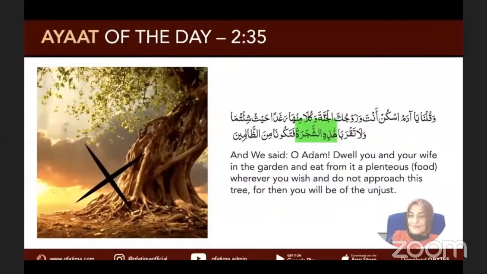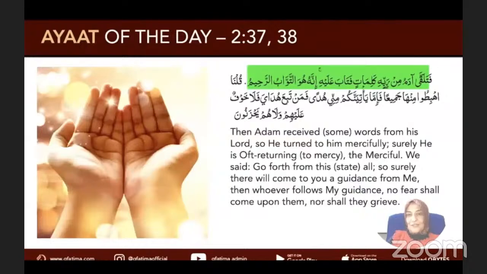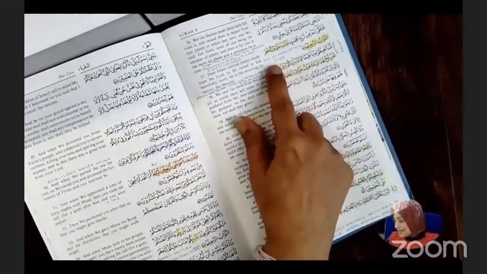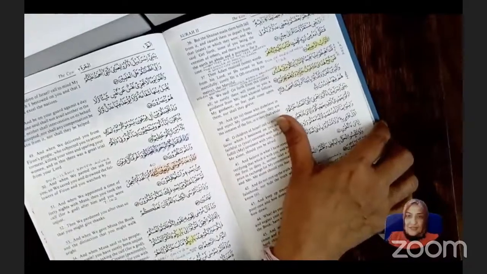Right, let's go back. So now we're going to look at 37 and 38. And these again are the ayat that I've highlighted of Prophet Adam. So let's have a look here. Go back and you can see I've highlighted 37 and 38 here. So what happens?